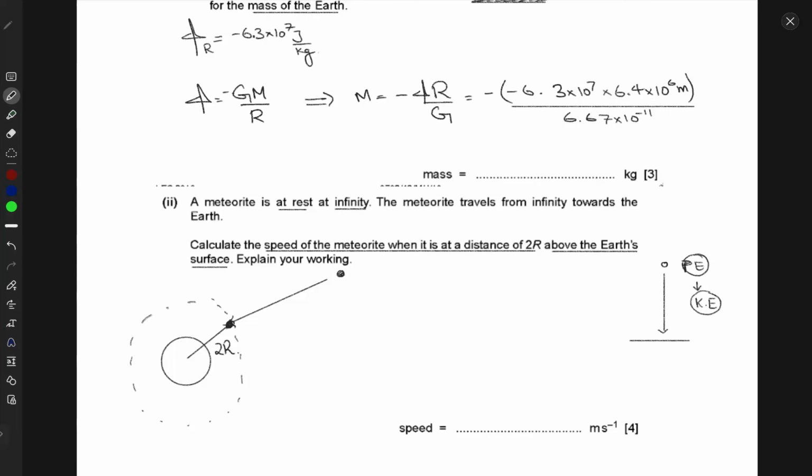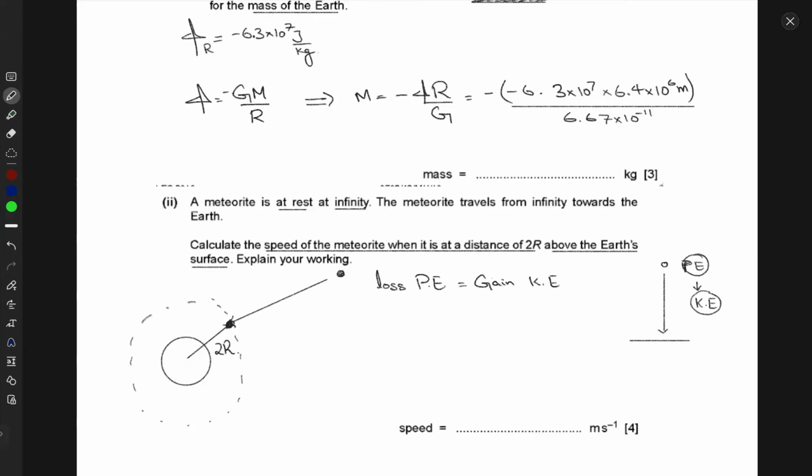Everyone understands this? Yes. All right, good. So we'll use the expression that says when it is at infinity, there is some potential energy which will be lost eventually when it starts moving. So we'll say that the loss in potential energy is equal to the gain in kinetic energy, right?